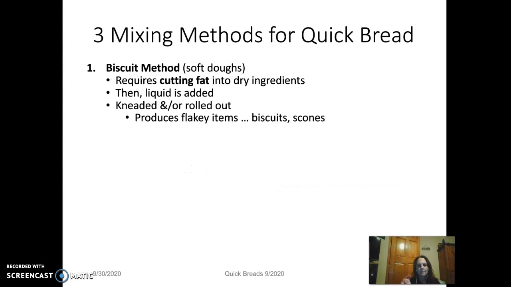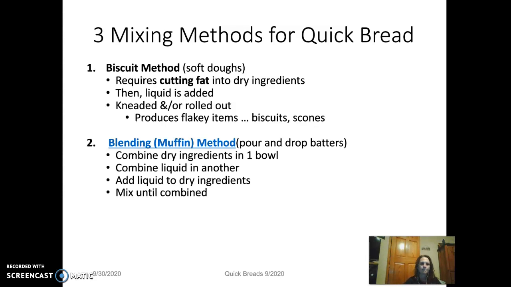So there's 3 mixing methods that you need to know for quick breads. You need to know how it's done, and you need to know for what type of item. So the first method is called the biscuit method, and this is for our soft doughs, obviously for biscuits. It requires a process called cutting fat into the dry ingredients. Then you add the liquid, and then the product is kneaded and or rolled out. And this helps to produce those layers of flakiness.